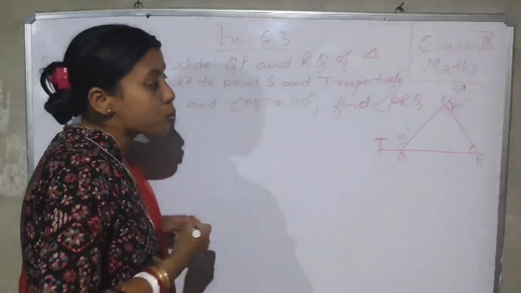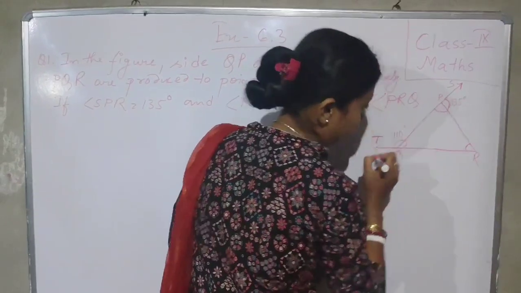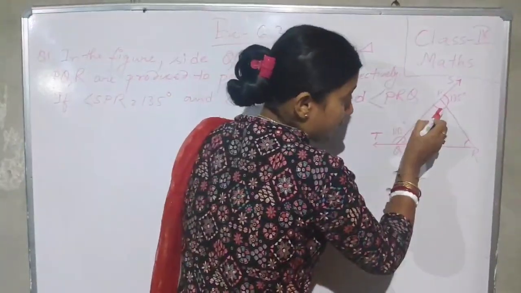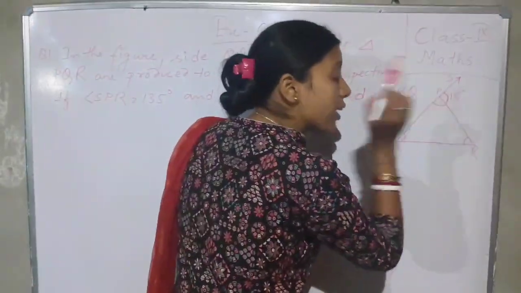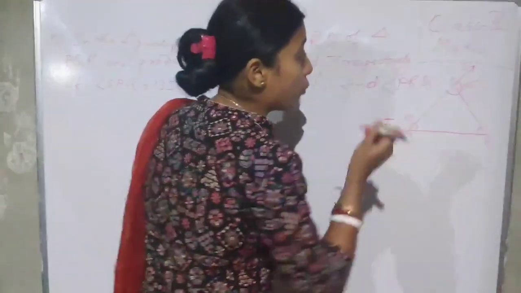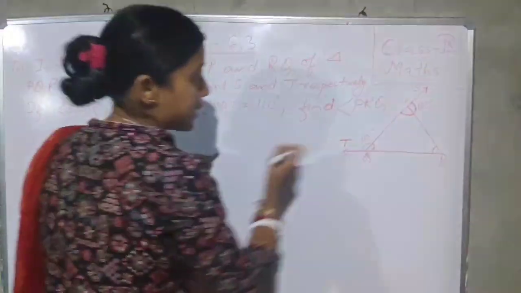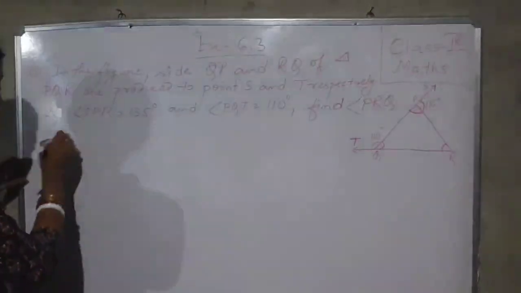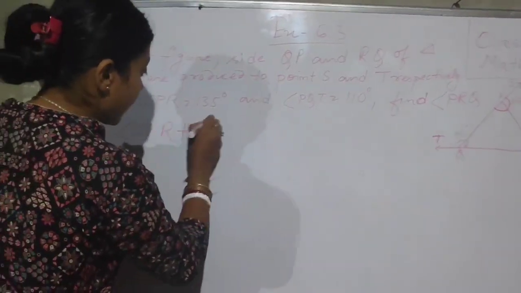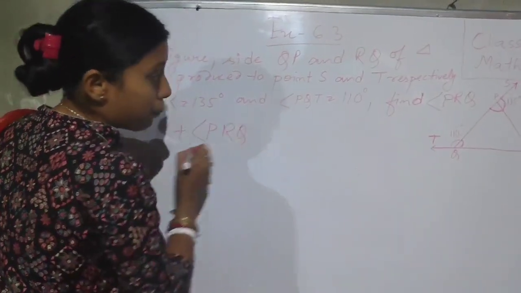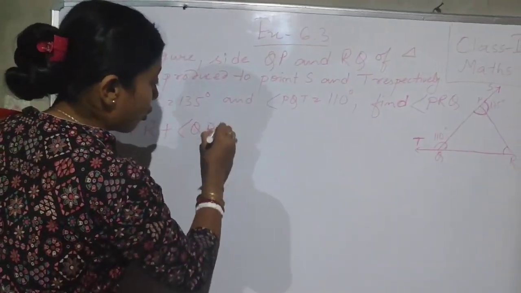We have to find this angle, angle PRQ. To find it, if we first find this angle and this angle, then we can use the angle sum property of a triangle and easily find angle PRQ. So first of all, we will find this angle and this angle. So let us start. Now we are finding this angle. So angle SPR plus angle QPR.